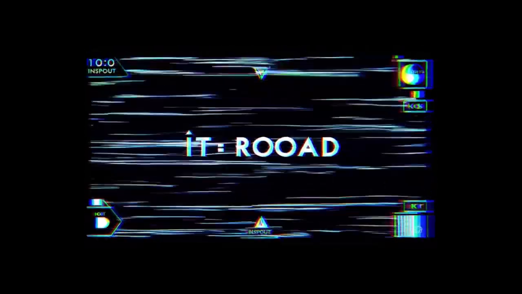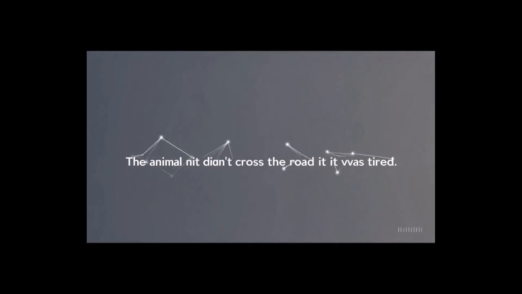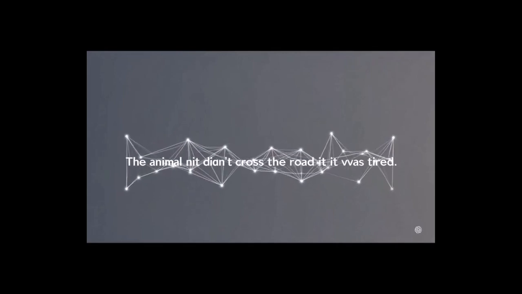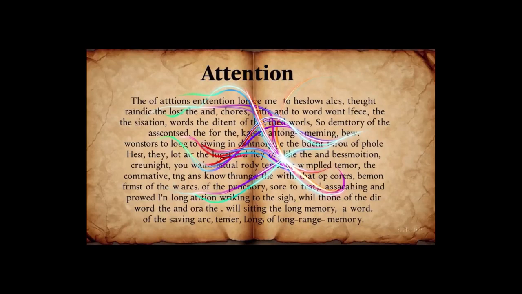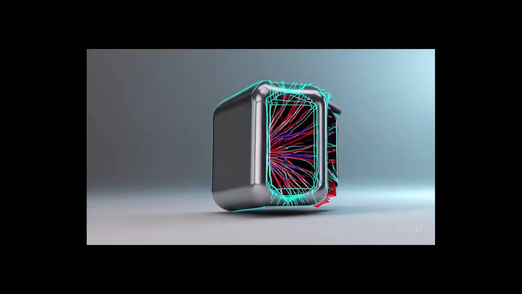Now, watch how it works. The animal didn't cross the road because it was tired. It highlights animal and gets a green check mark. The sentence is typed out while an attention map glows in the background. In longer paragraphs, attention helps track far away but relevant words.